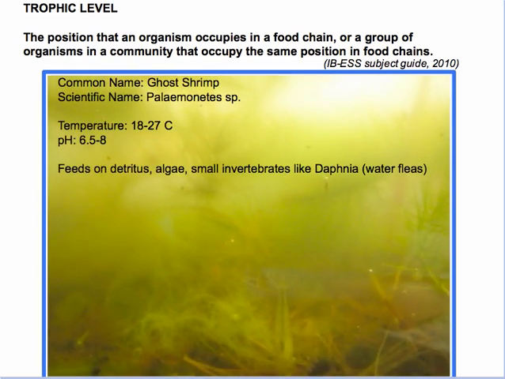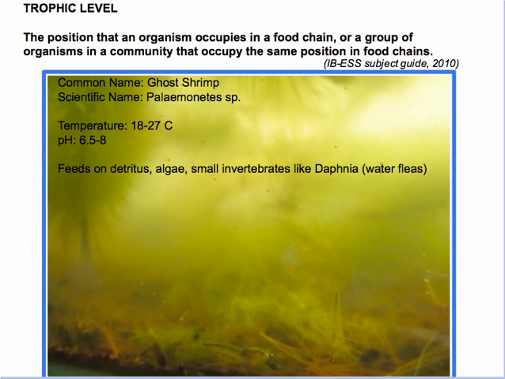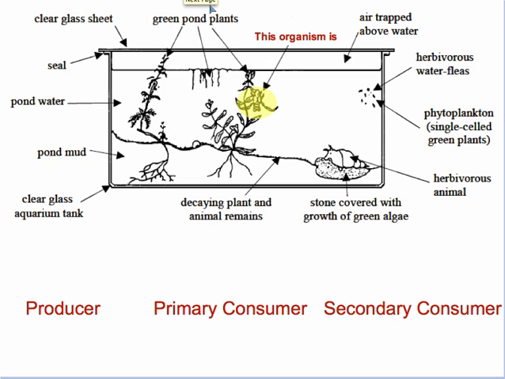So let's move ahead now to a diagram of our aquarium here, and we will see that this organism here represents the ghost shrimp that we had in the previous clip. And the ghost shrimp, as we said in the previous clip, feeds on organisms that use sunlight to make food. Those organisms are called producers. So here we see that there's phytoplankton.